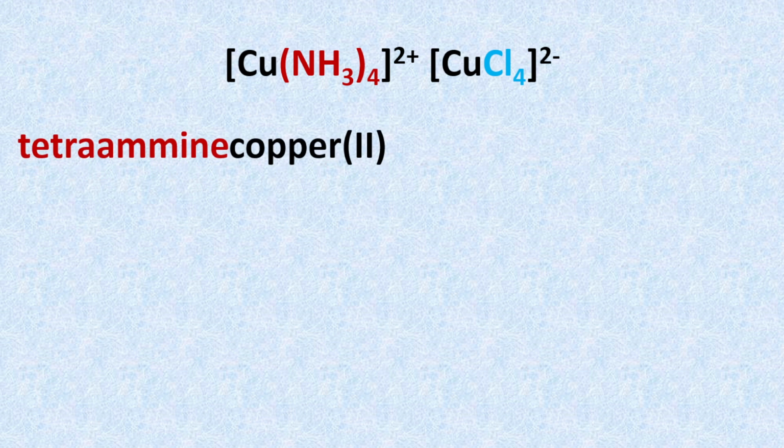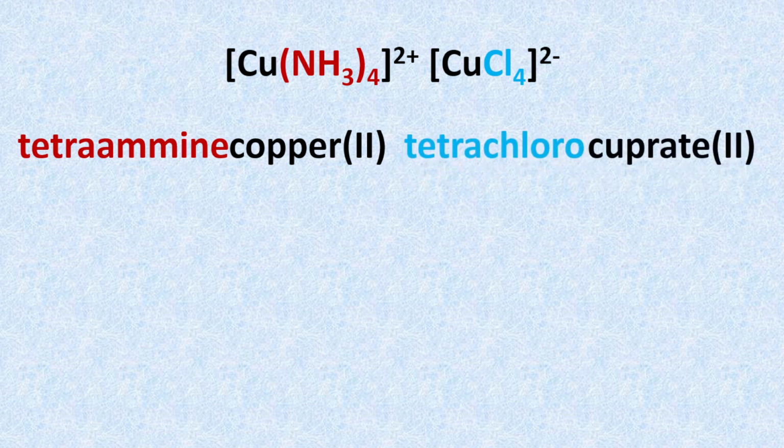In the anionic coordination sphere, there are 4 chloride ligands. Moreover, the anionic coordination sphere carries 2 minus charge. The oxidation state of copper will be 2. Since copper is a part of the anionic coordination sphere, it will be written as cuprate 2. So, tetrachlorocuprate 2. Overall, tetraamine copper 2 space tetrachlorocuprate 2.